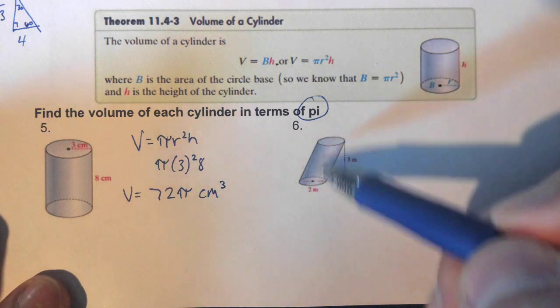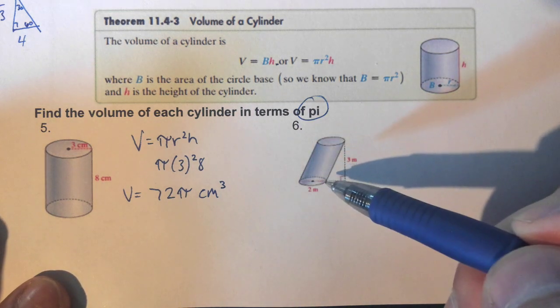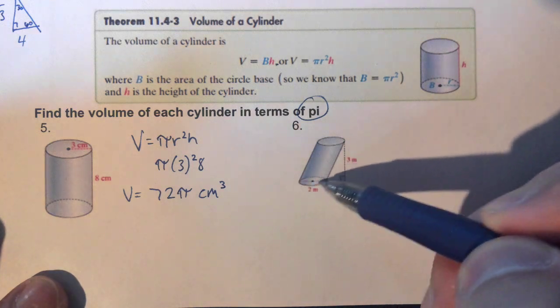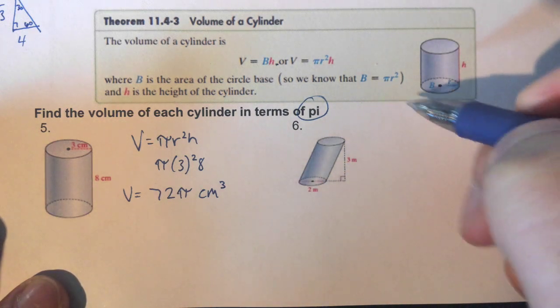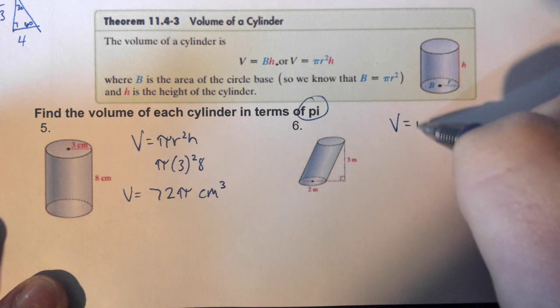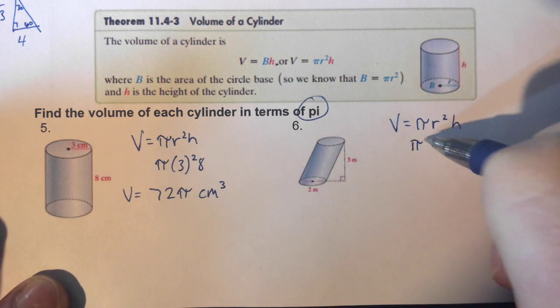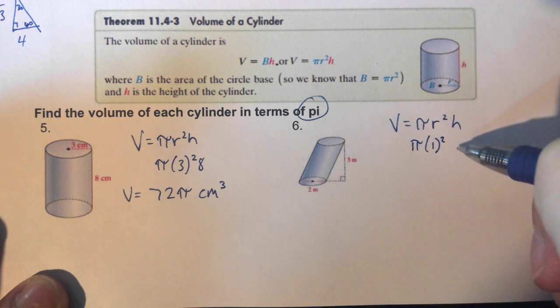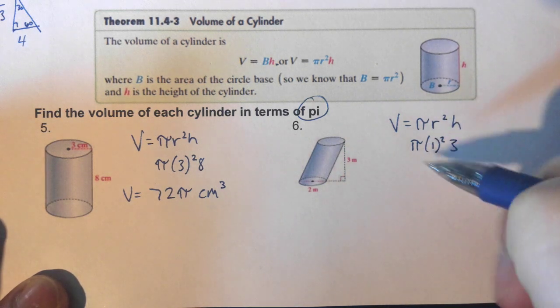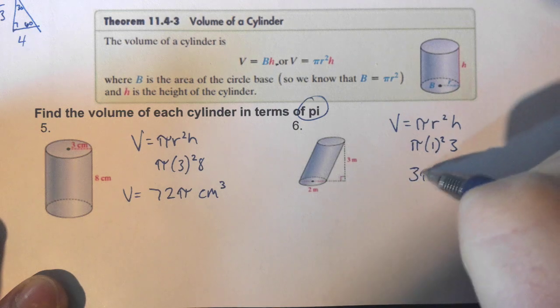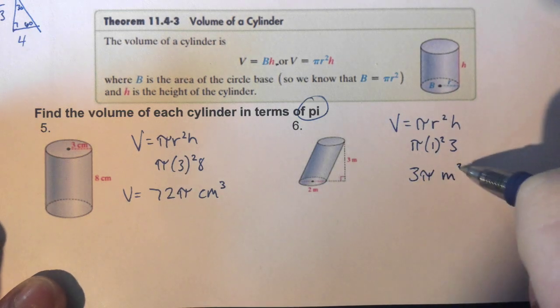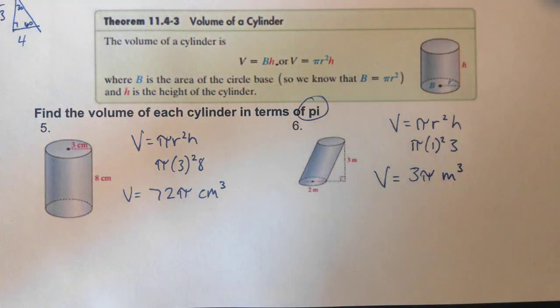Here we have an oblique cylinder. Looks like the diameter is 2 on this picture. So what would be the radius? V equals pi r squared h. If the diameter is 2, the radius is going to be 1. The height is 3. 1 squared is 1. 1 times 3 is still 3. So this is 3 pi cubic meters for the volume.